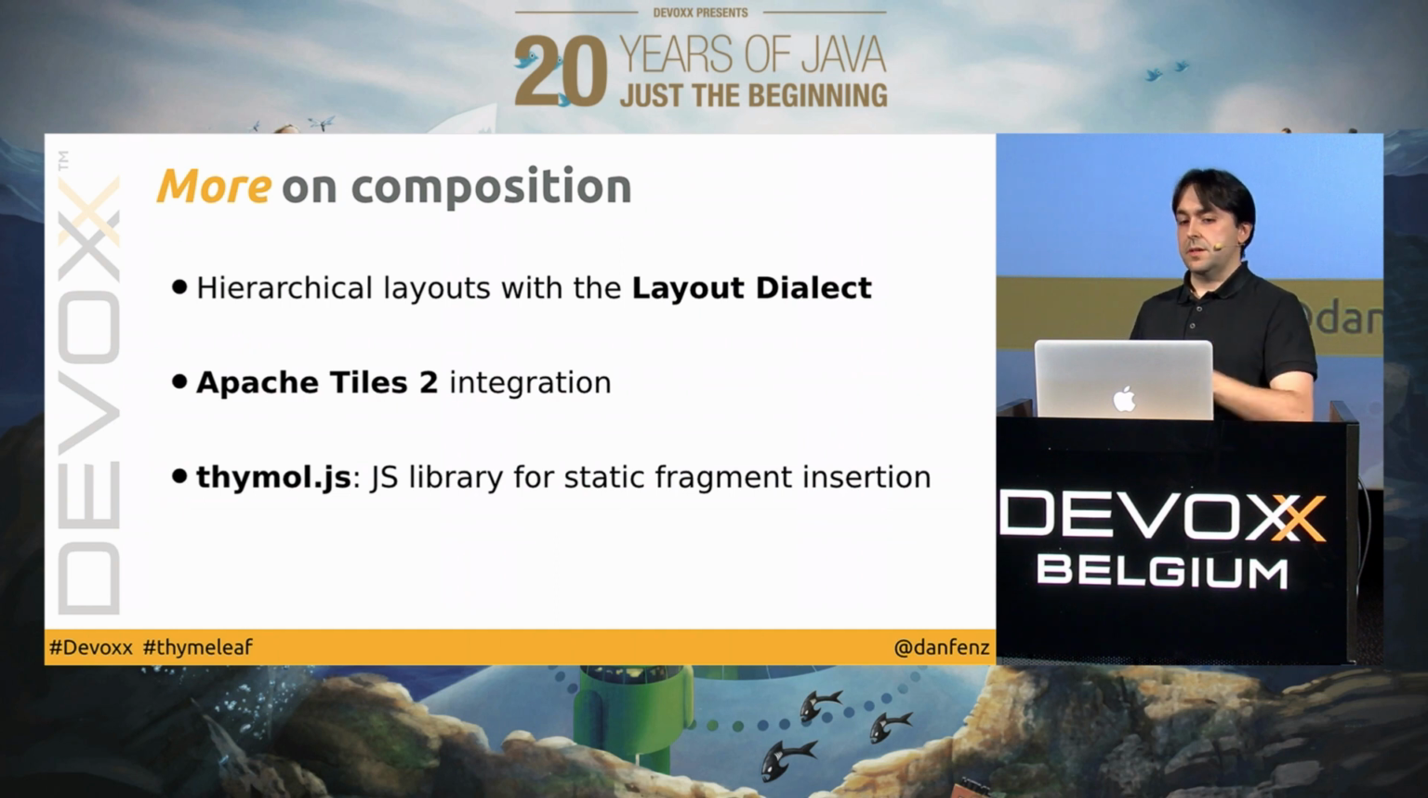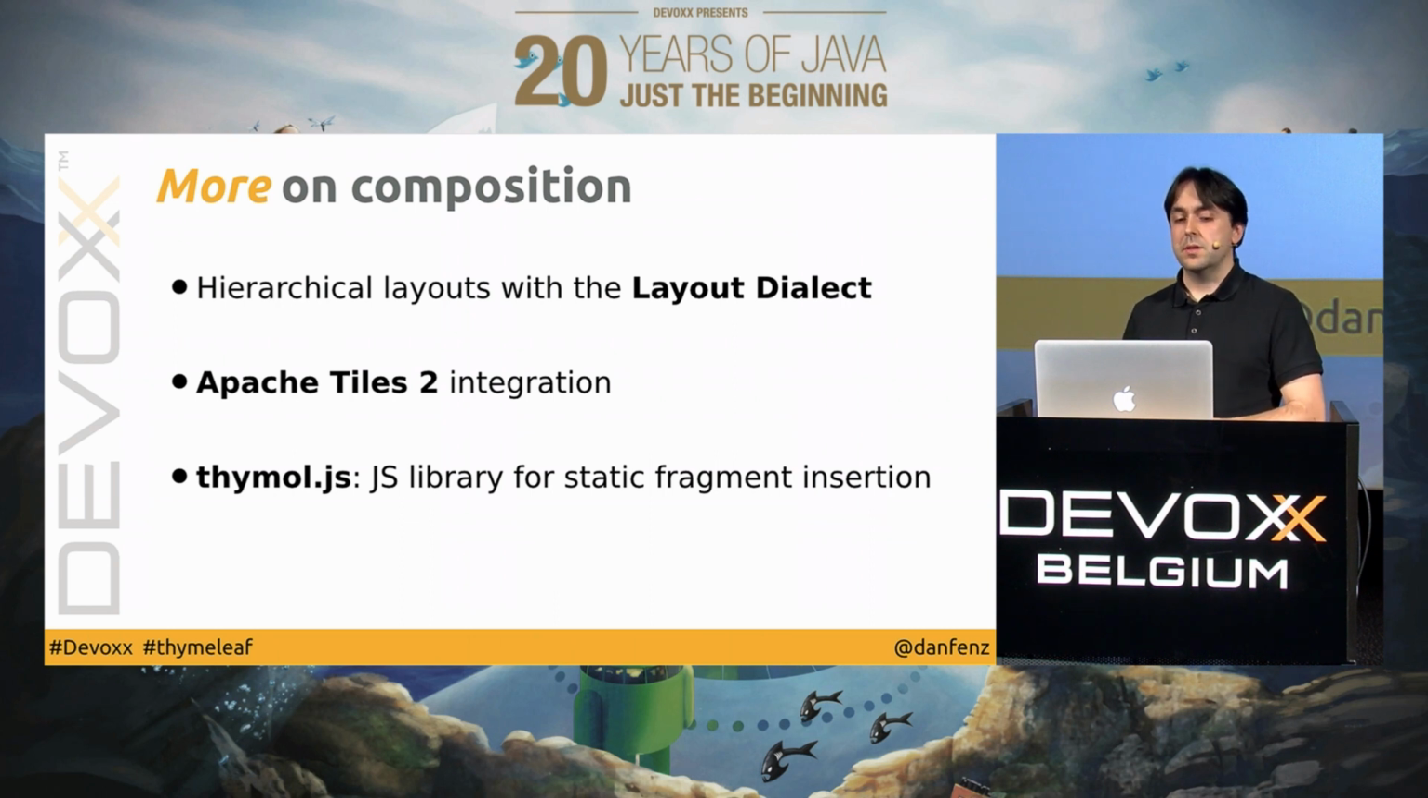But composition, as I told you at the beginning, what I was explaining to you was just the fragment insertion mechanism. It's just one of the ways we can create composition. We can do composition on Thymeleaf. You can also do hierarchical layouts with something called the layout dialect, which is a dialect in our ecosystem that is pretty popular. For example, Spring Boot uses it. We can also do Tiles 2 integration if you are used to the hierarchical templates of Tiles. You can use them with Thymeleaf.